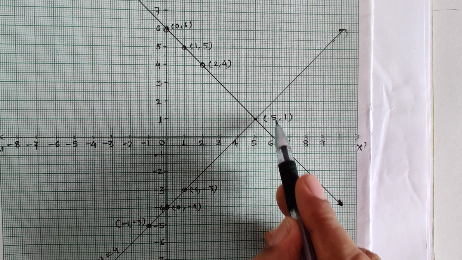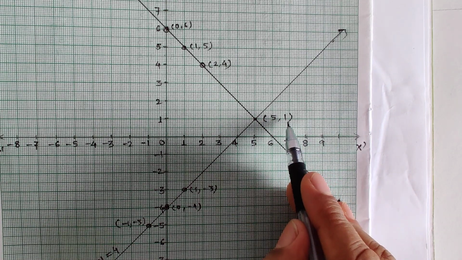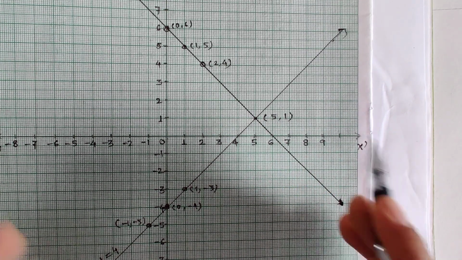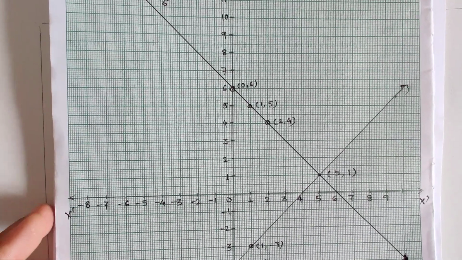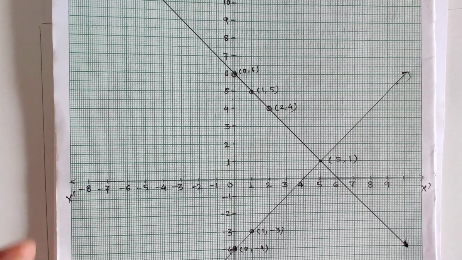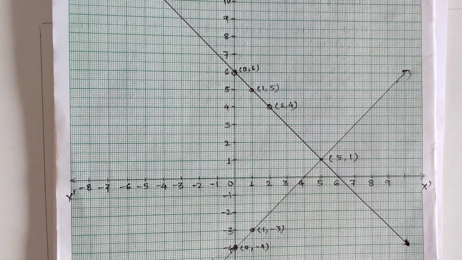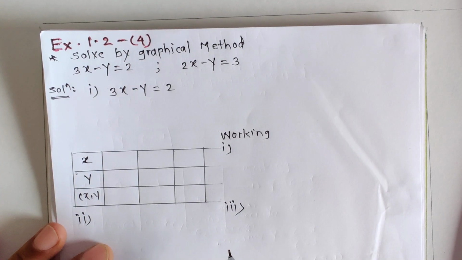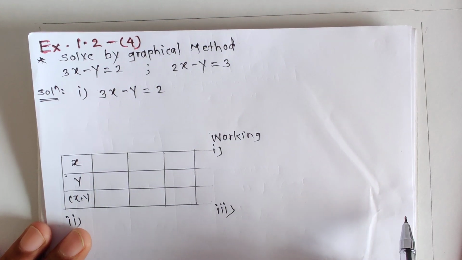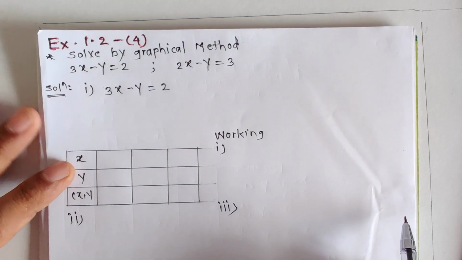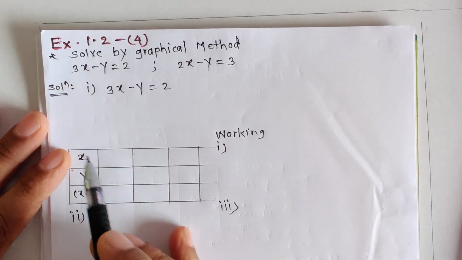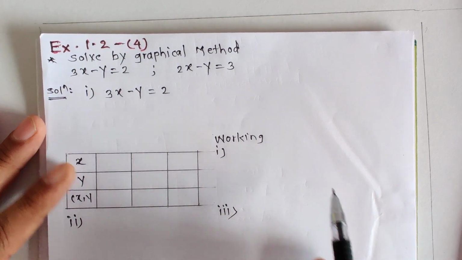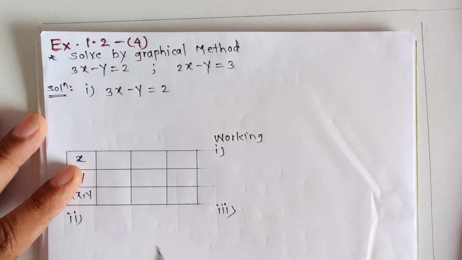Means x coordinate is the value of x and y coordinate is the value of y. So in this way we can solve the simultaneous equation by graphical method. So let us see one more example. So here it is, the fourth example from practice set 1.2. Solve the following simultaneous equations by graphical method.